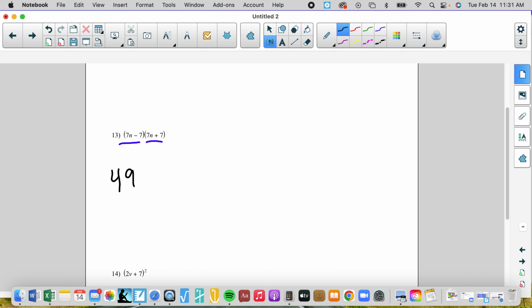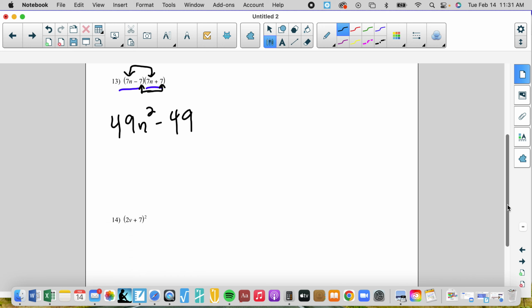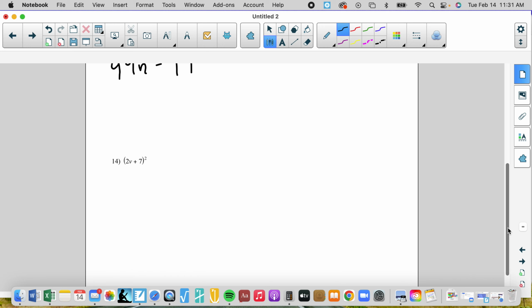So I'm going to make that 49n squared minus 49. I got that by multiplying the firsts and the lasts, because my inside and outside will cancel because they will be opposite. This is not conjugate. This is called a binomial square.